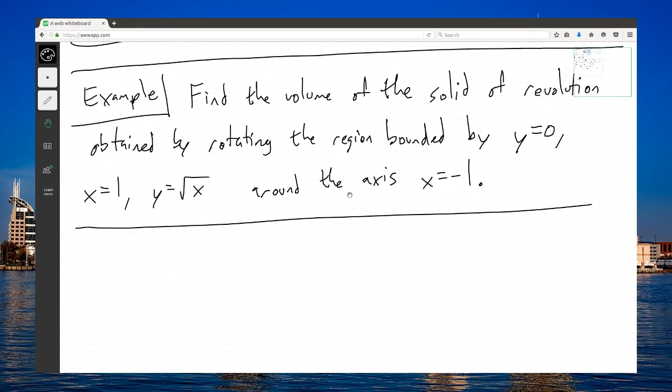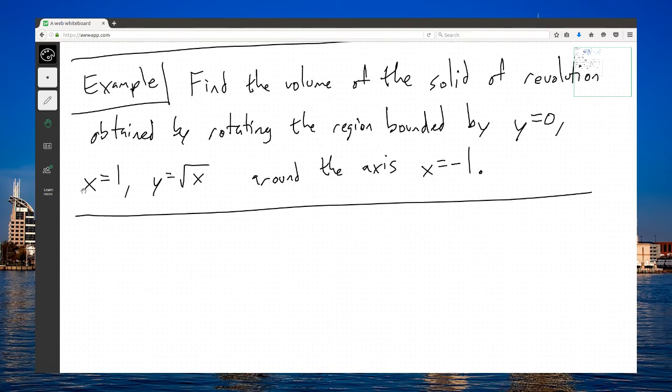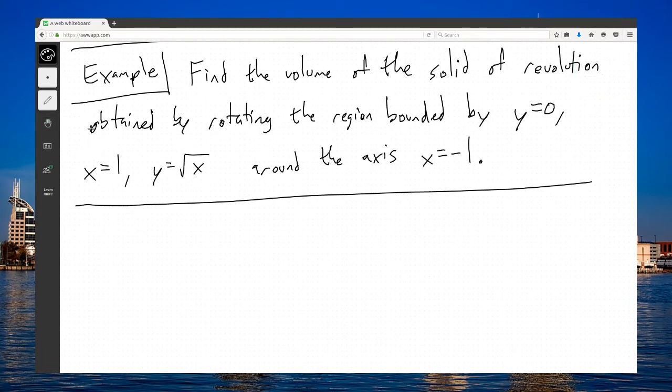And it doesn't really say whether we're going to use washer method or cylindrical shell method. In fact, you could solve this using either method. But let's go ahead and just sketch it out and see what this would look like. Start by sketching the region.